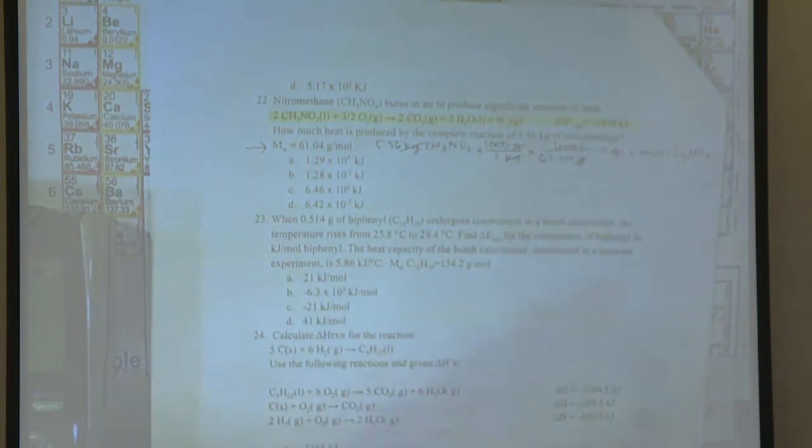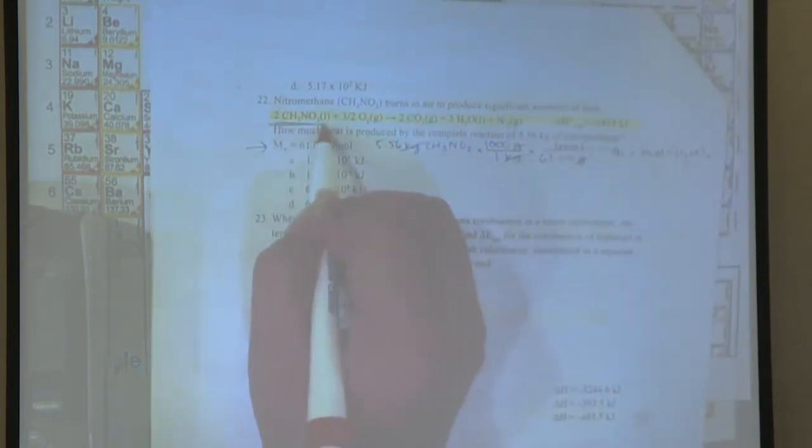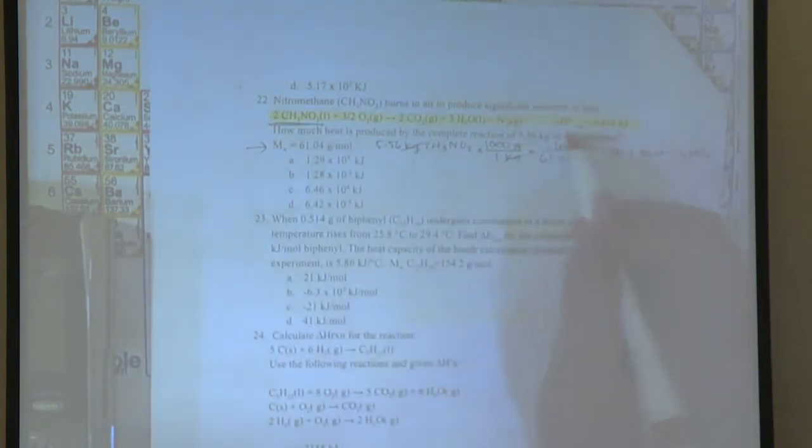So what this equation is actually telling us is that for every 2 moles of nitromethane that are burned, this much heat is released, right? Because this is our enthalpy. You can't really see that, can you? It's negative 1418 kilojoules.